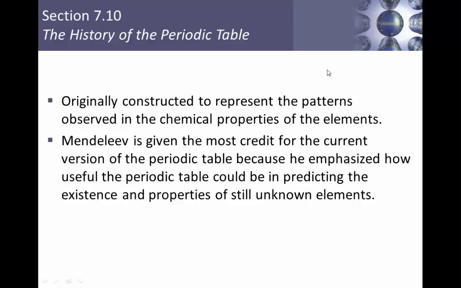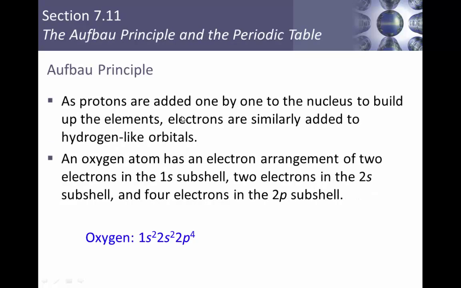That was because he was able to explain the importance of the table, the idea that we could predict the existence and properties of elements that hadn't yet been discovered. We know that the electrons and the nucleus interact to make the most stable arrangement of atoms possible. And so we have three basic rules that help us govern the periodic table and its layout.